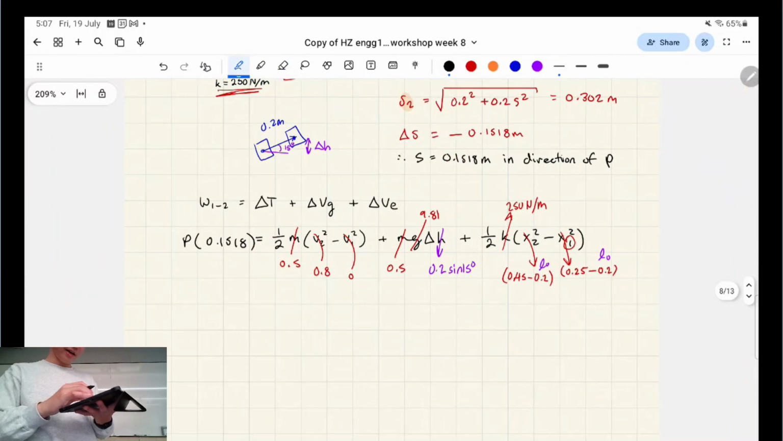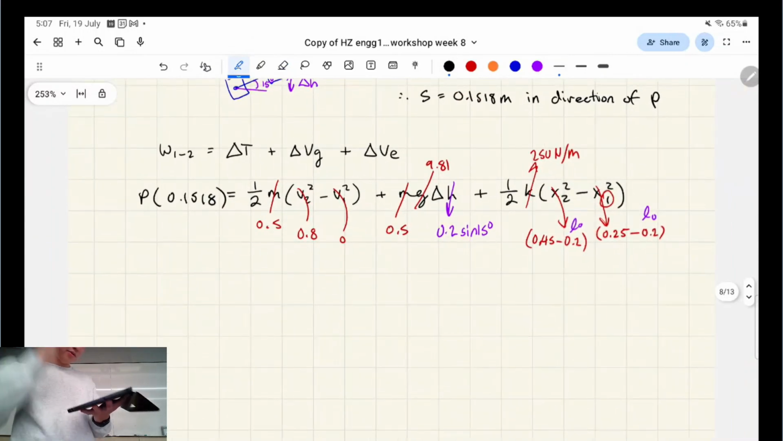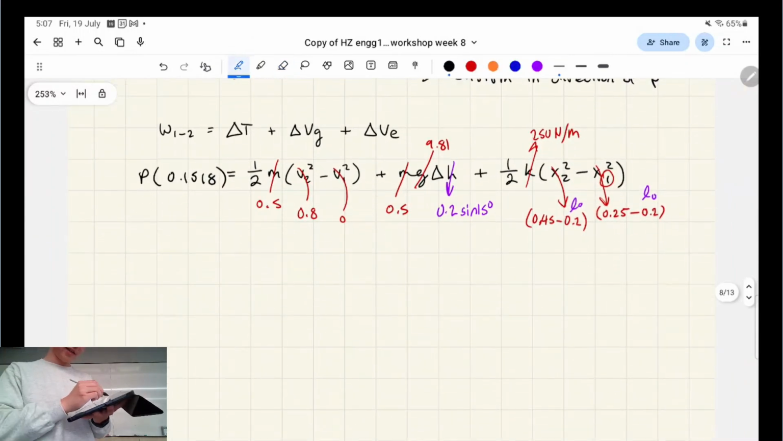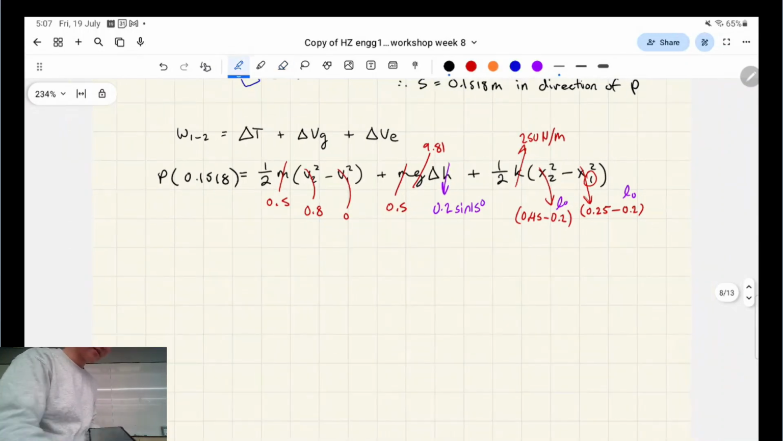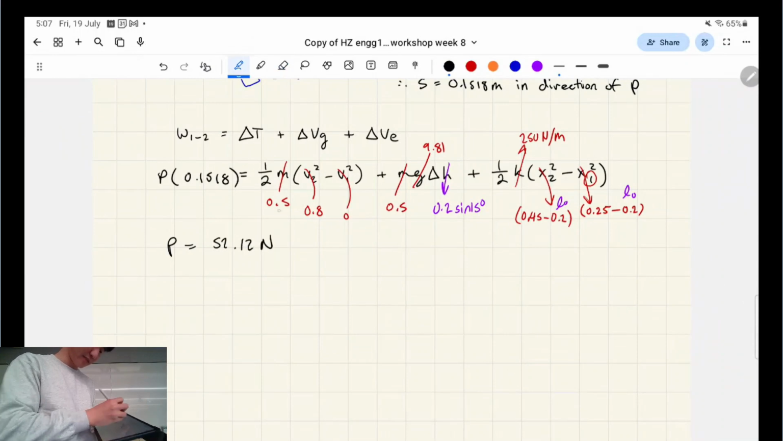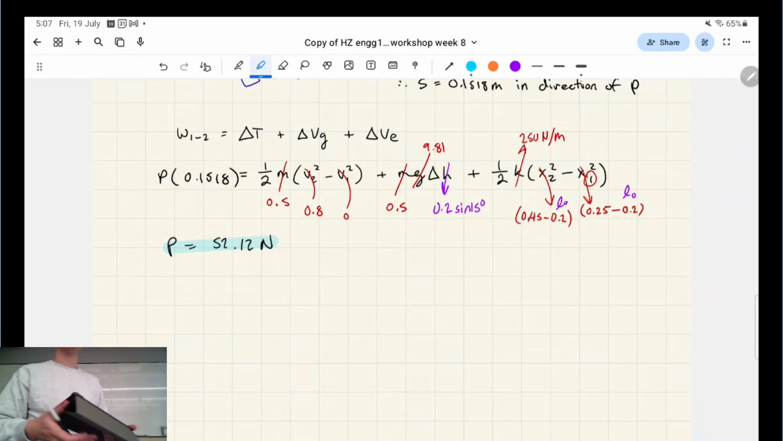Okay. So now we're going to just solve for P. We're going to divide the right-hand side by this number, and we get P is 52.12 newtons. That's the answer. All right, does anyone have any questions?